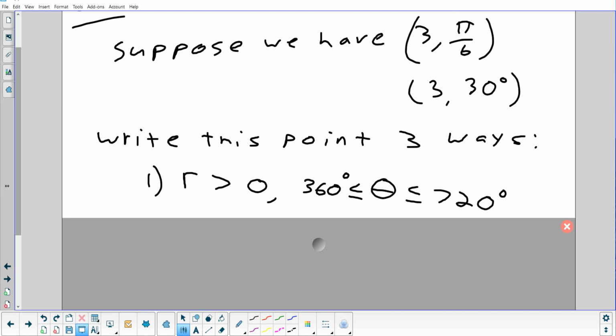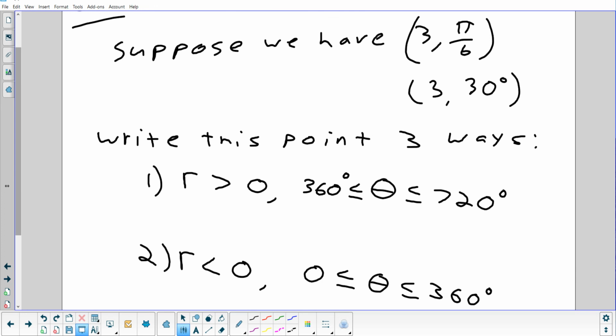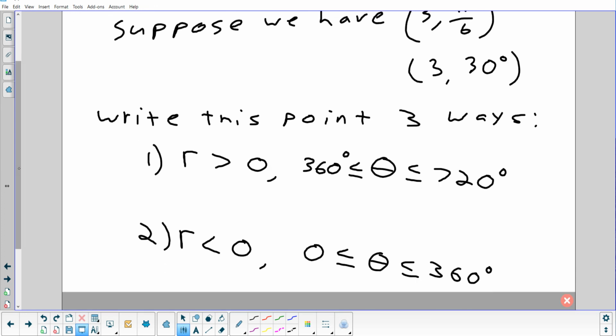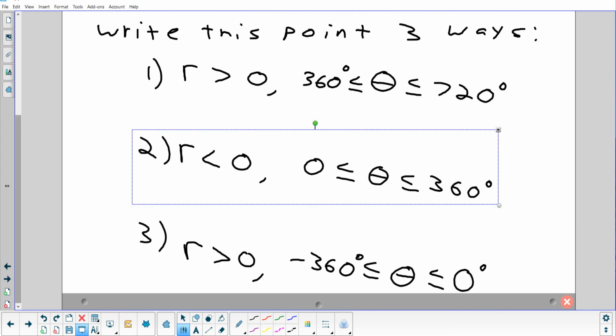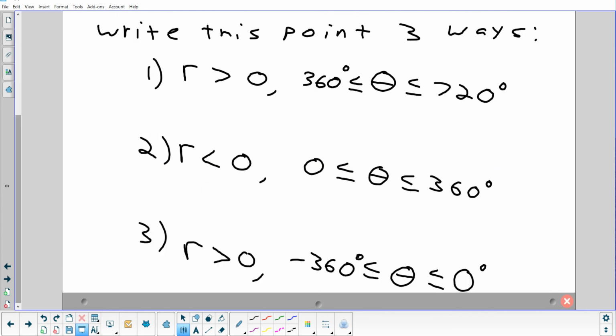Okay, the second way, now I want the radius to be a negative number. Okay, we did some of those in the last 2 problems. I want the radius to be a negative number, and I want the angle between 0 and 360. And the last way I want to write the point is I want the radius to be a positive number, but this time I want to go in the clockwise direction. I want the angle to be negative.